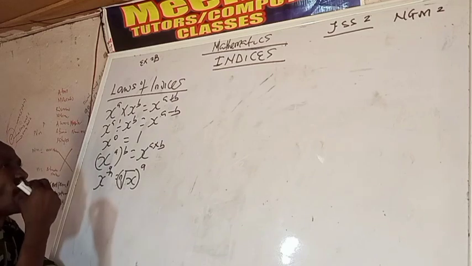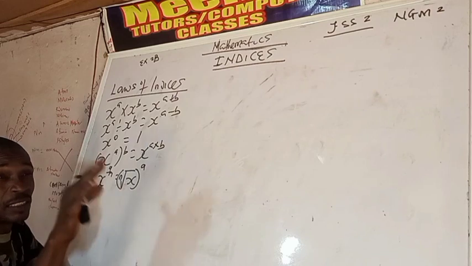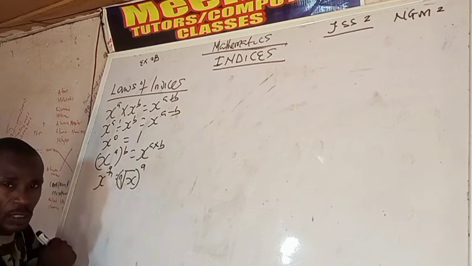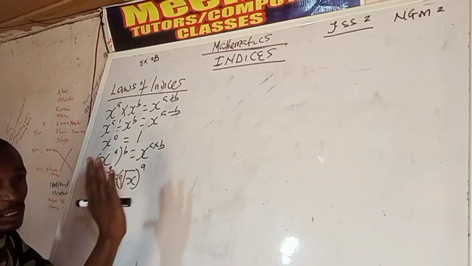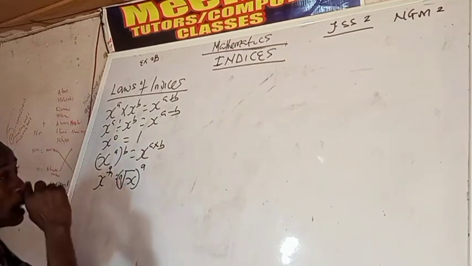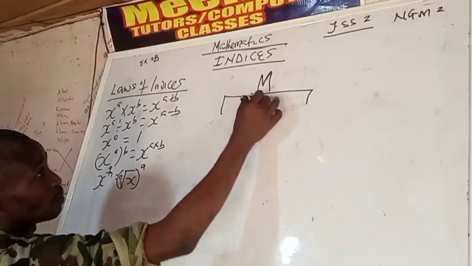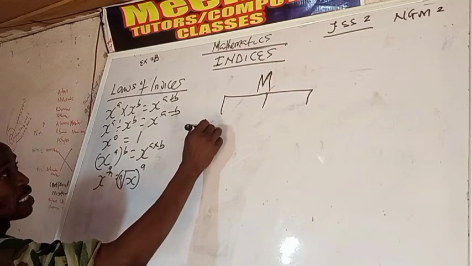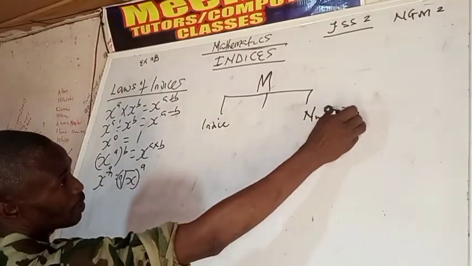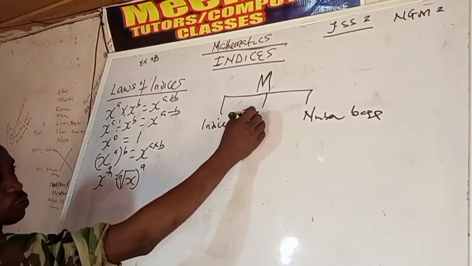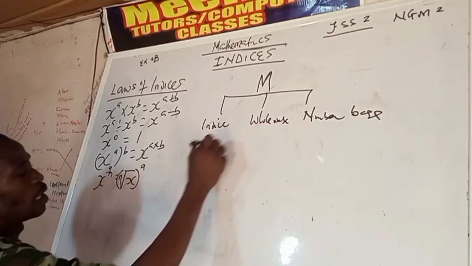Let me just give you a small scenario. One day, the man they call Mathematics had three children. The first one is Indices. The second one is Number Base. And the third one is Whole Number.